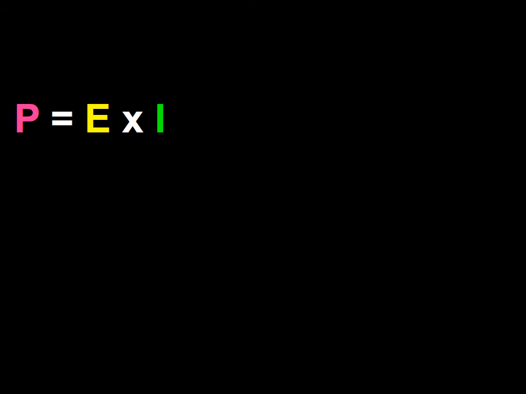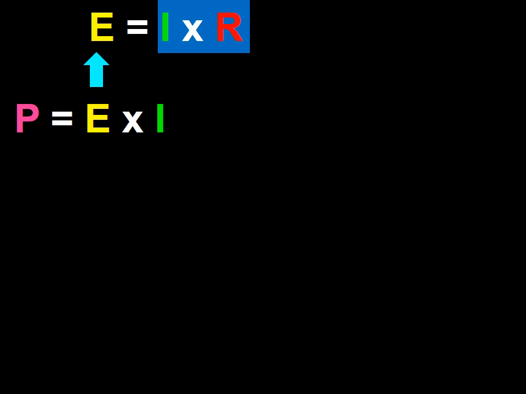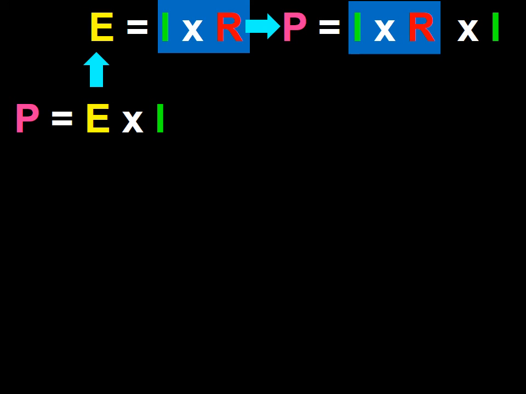If we start with power as being equal to electromotive force times current, and choose to work with E, which stands for electromotive force, and recall from Ohm's law that electromotive force is equal to current times resistance, we can then substitute E by I times R and simplify the equation to express that power is equal to I to the second power times resistance.